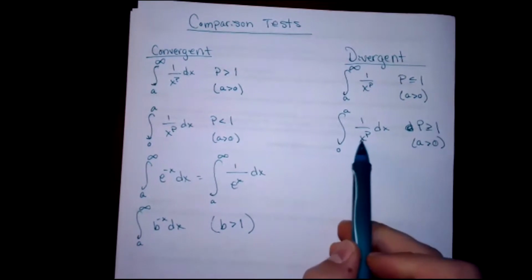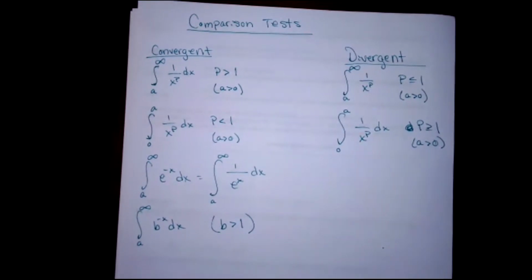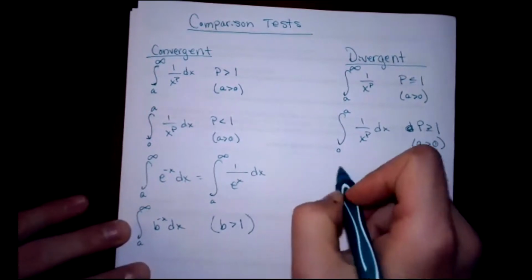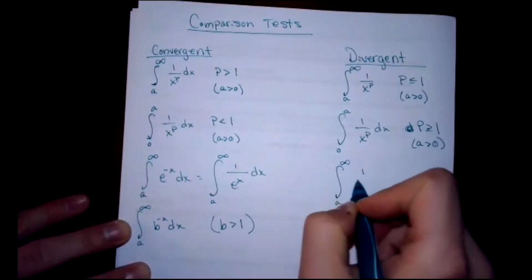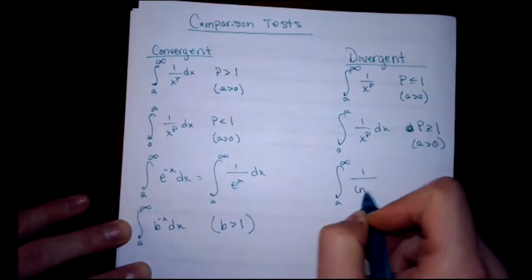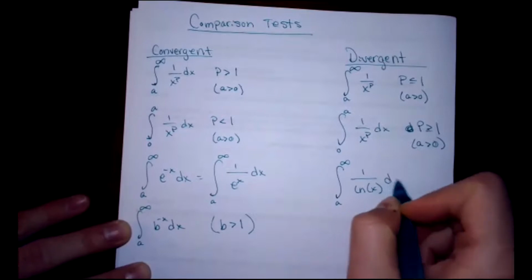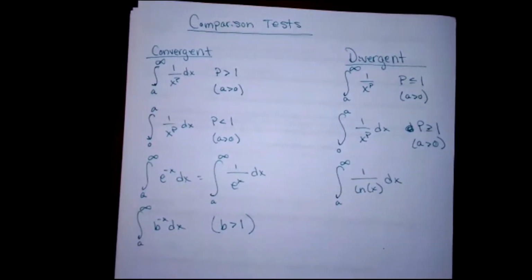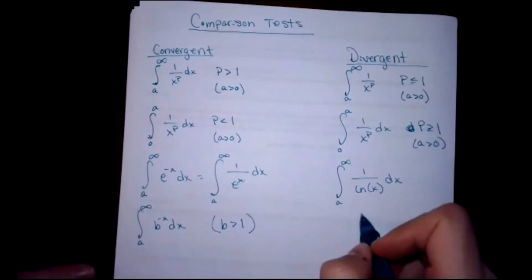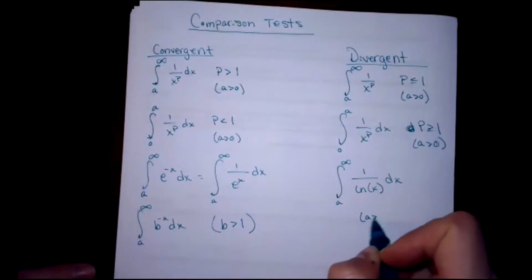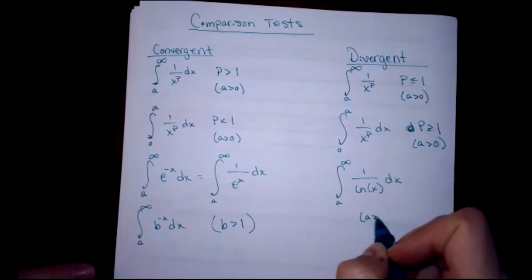Conversely, if a function grows slower than polynomials, it's not going to converge. It'll diverge. So integrals like a to infinity of 1 over natural log of x is going to diverge. And of course, in all these cases, our a was bigger than 0.